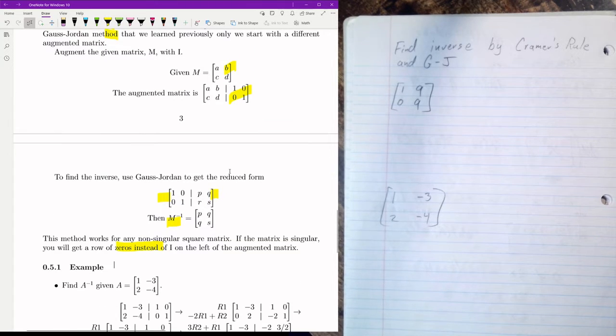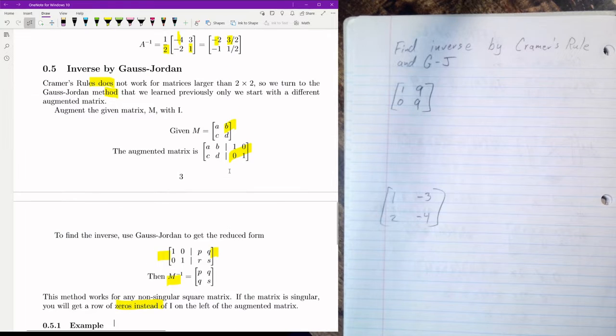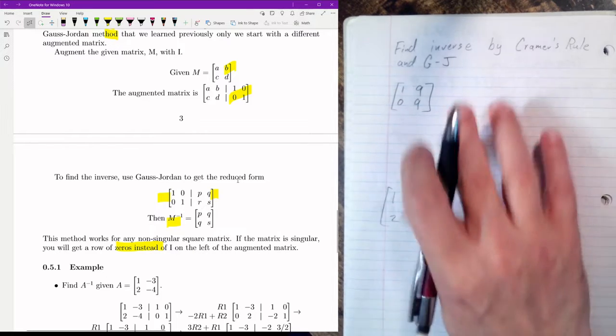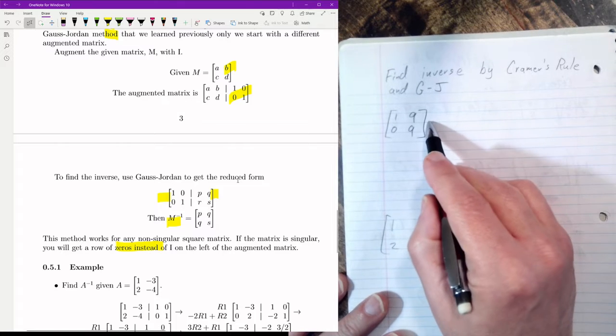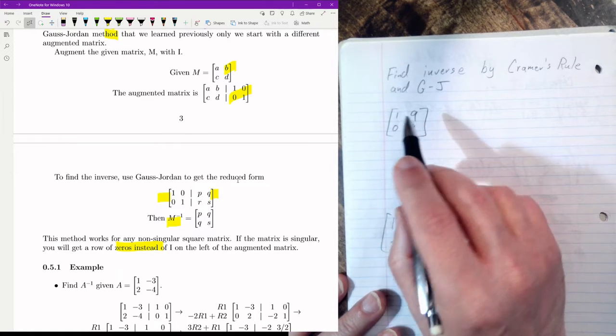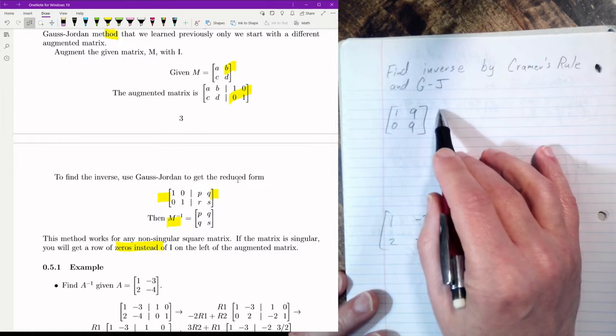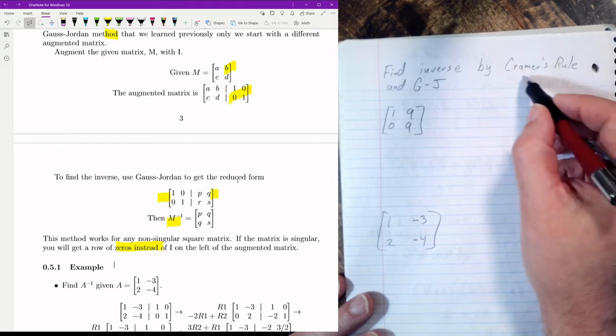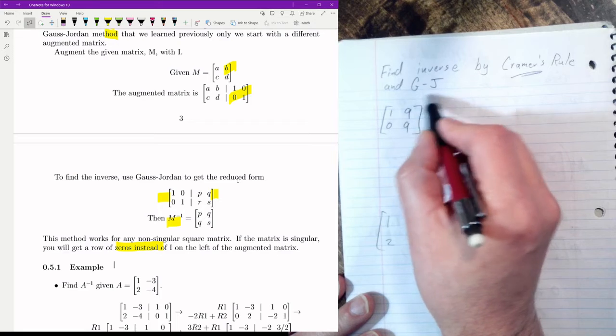What I'm asking here is that you find the inverse of these matrices using both Gauss-Jordan and Cramer's rule. So the first thing we're going to do is do them using Cramer's rule, and then we're going to do it using Gauss-Jordan.